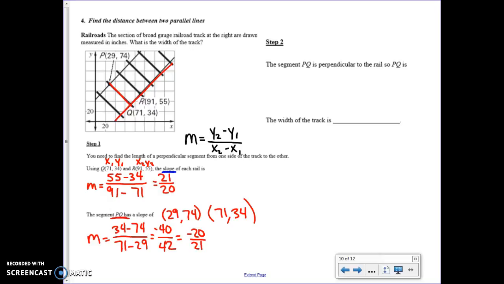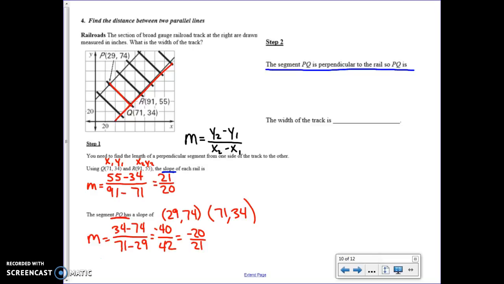So we need to compare. Are these opposite reciprocals? So 21 over 20 and negative 20 over 21. So opposite means one's positive, one's negative. So we're good there. We have the positive for our first one, we have negative for our second one. And then the reciprocal means that fraction flipped over. So 21 over 20 and 20 over 21. Those are opposite reciprocals. Those are perpendicular. Once we know perpendicular, and so it does say over here the segment PQ is perpendicular.